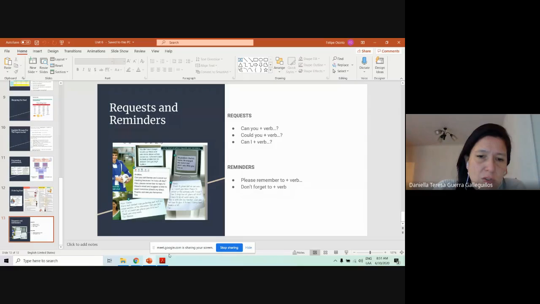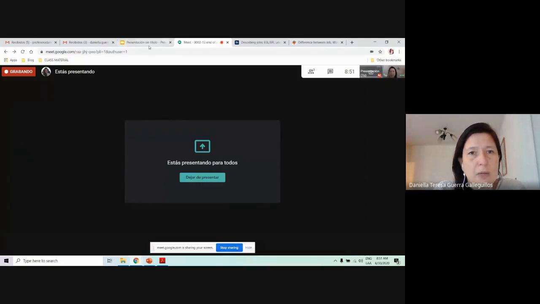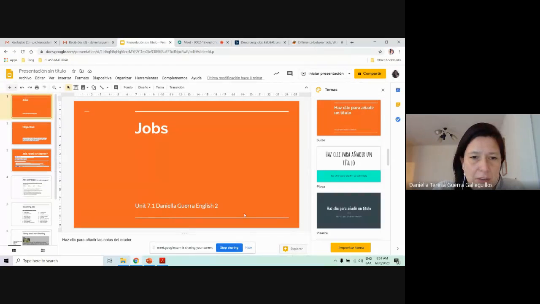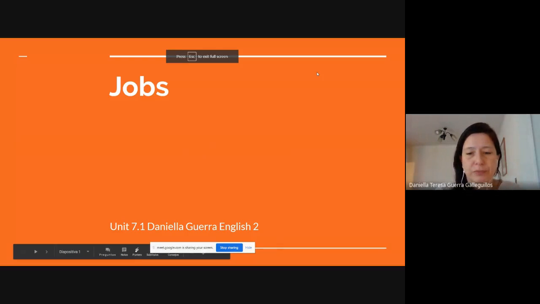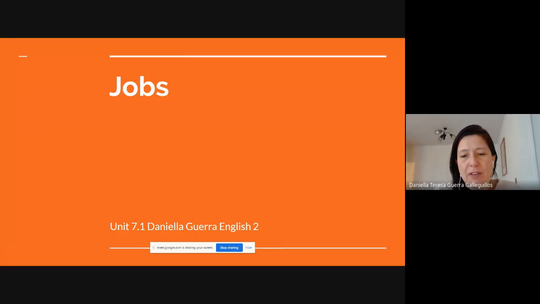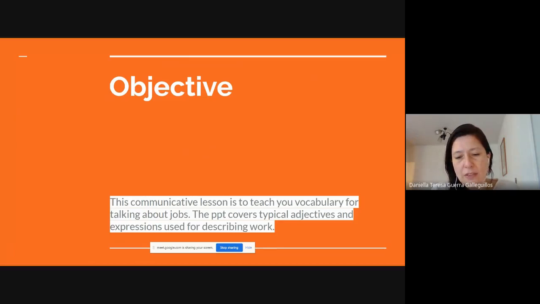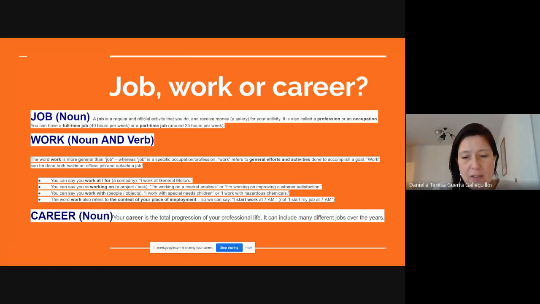Today, our mission is to work with unit number 7.1. In unit number 7.1, we are going to start talking about jobs and occupations. So what we are going to be doing first is to revise some vocabulary that might be useful to talk about jobs and occupations. That's why today I prepared this slide so you can all take a look at the information necessary to differentiate 3 words that are always confusing: job, work, and career.